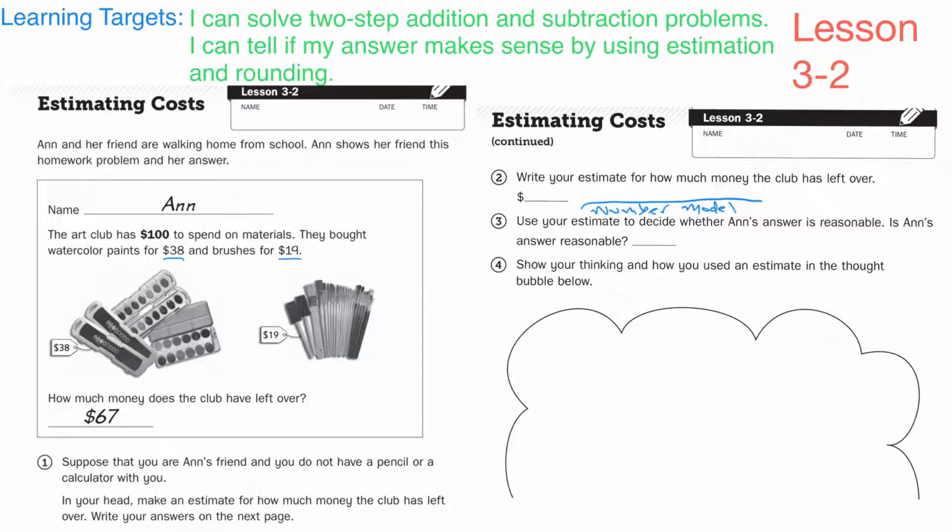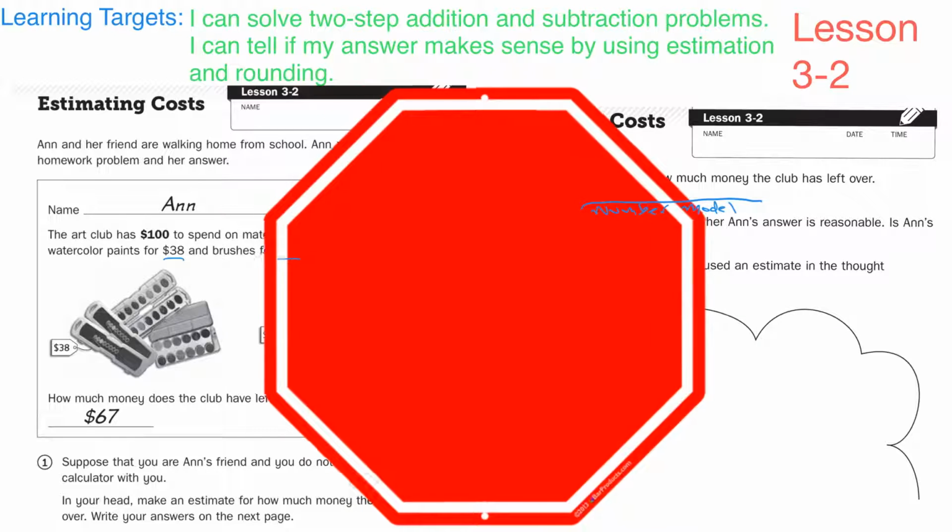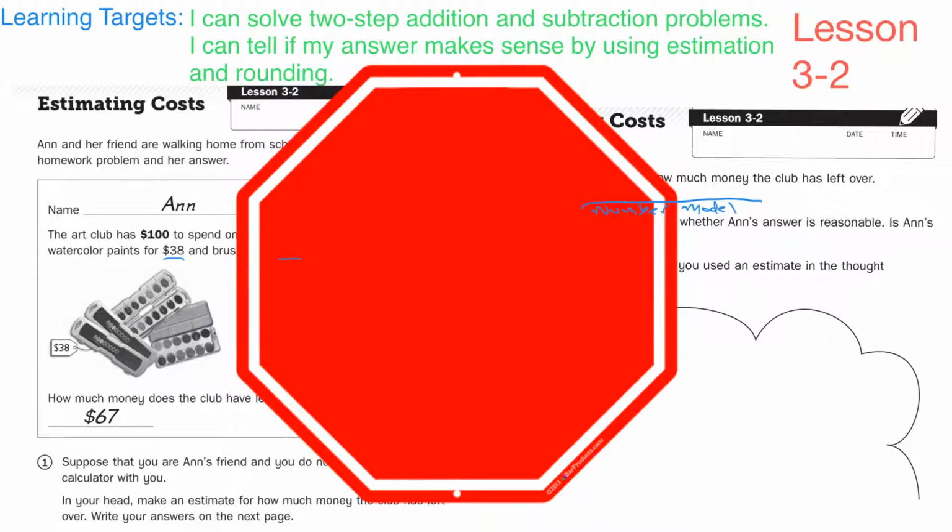Now for problem 3, it says, use your estimate to decide whether Anne's answer is reasonable. Is Anne's answer reasonable? Remember, her answer is right there. And then finally, 4, show your thinking and how you used an estimate in the thought bubble below. So here's where you're going to show your thinking, again, using pictures, words, keys, number models, to explain what you're thinking. When you're finished, you're going to stop.